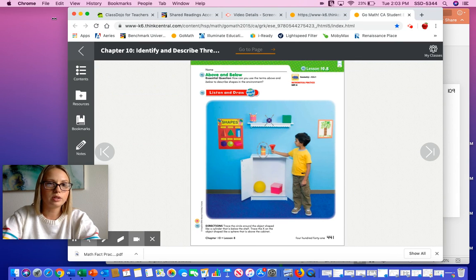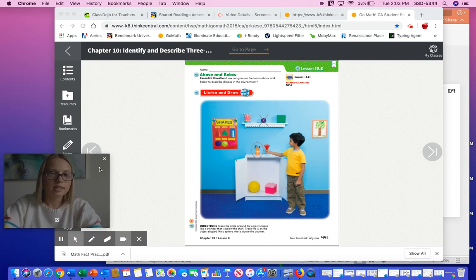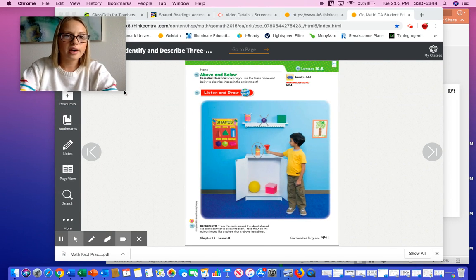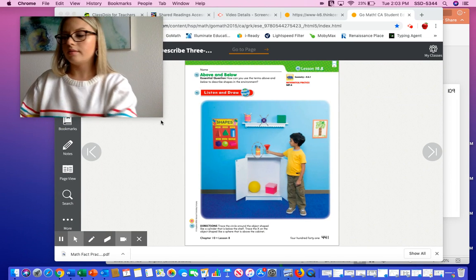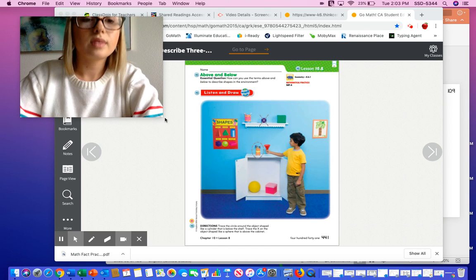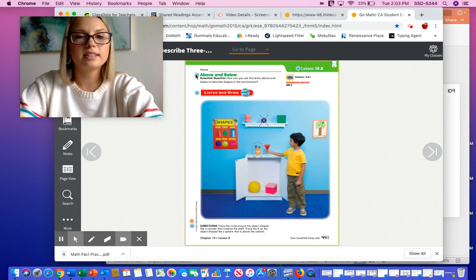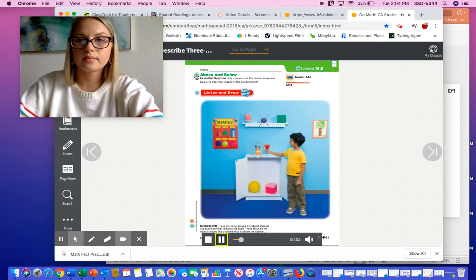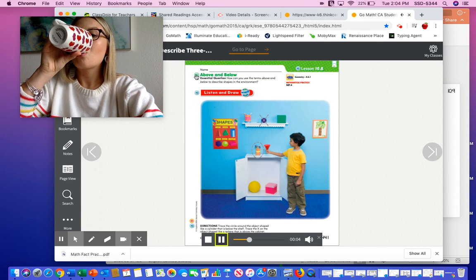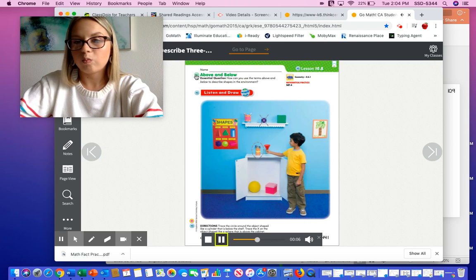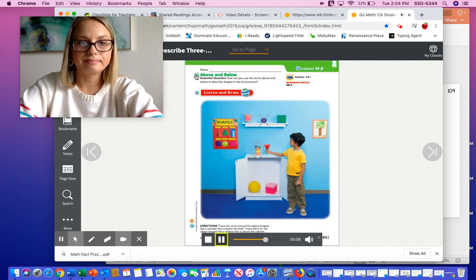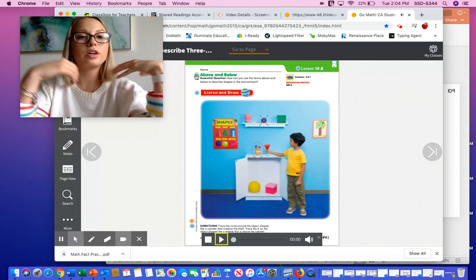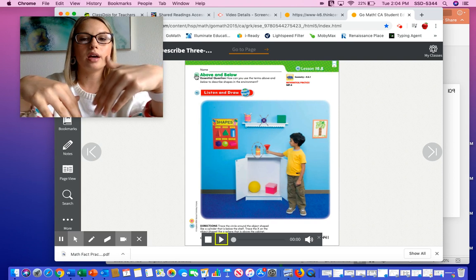The page is blue, has the kid on it with the shelf. All right, okay. The title of this lesson says, above and below. Essential question: How can you use the terms above and below to describe shapes in the environment? So now we're going to be looking for shapes that are above or below.